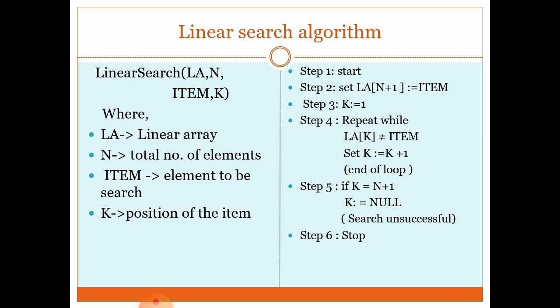That means I have to move to the next position. That's why I put set K equal to K plus 1. Clear? So we have to perform that step 4 repeatedly till LA of K equals item. Consider at the third or fourth position, if LA of K equals item, a match has happened, then there only you have to stop the algorithm.